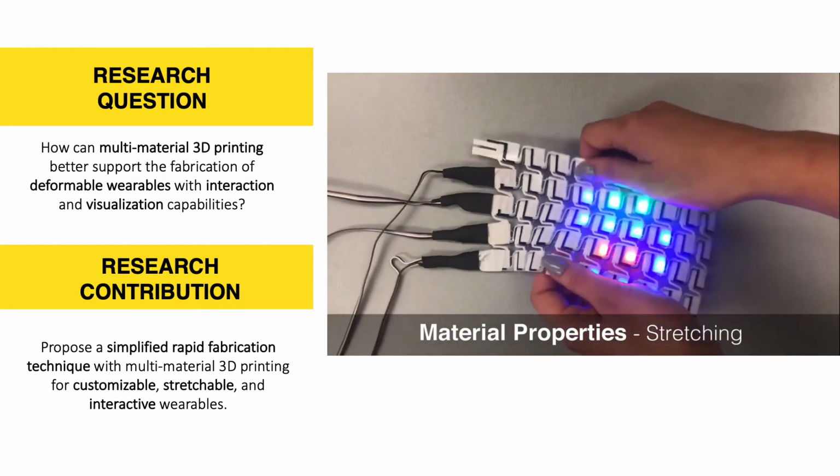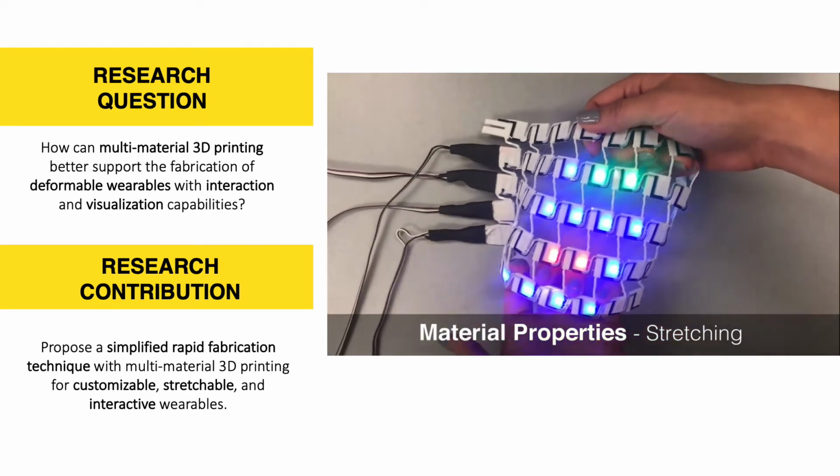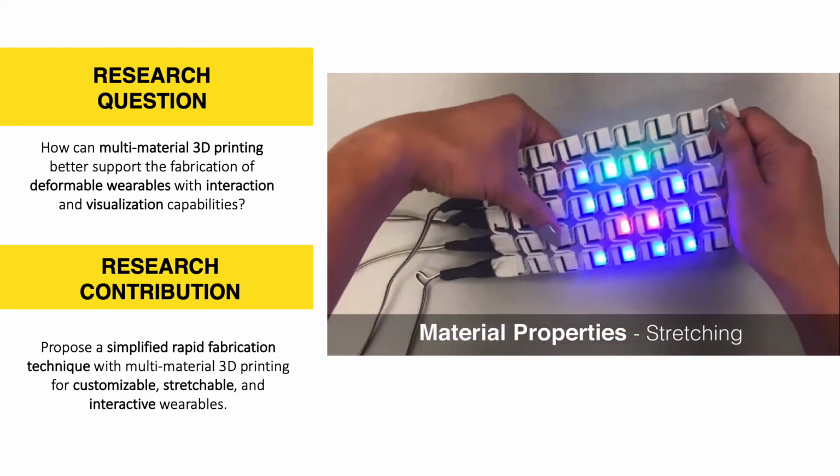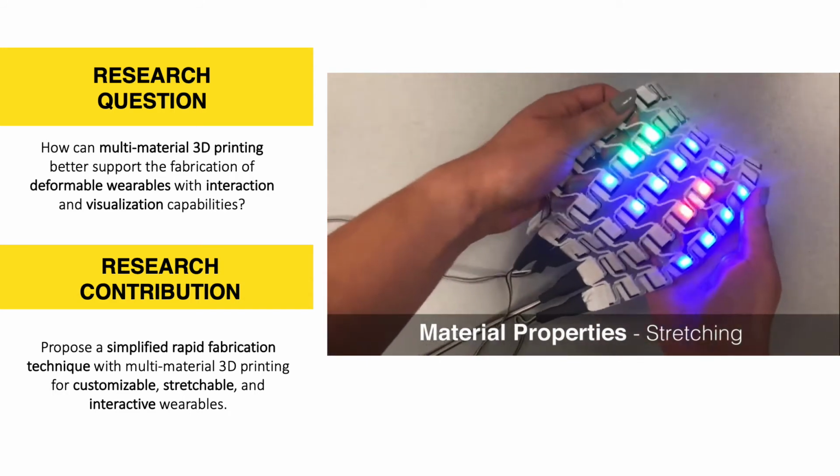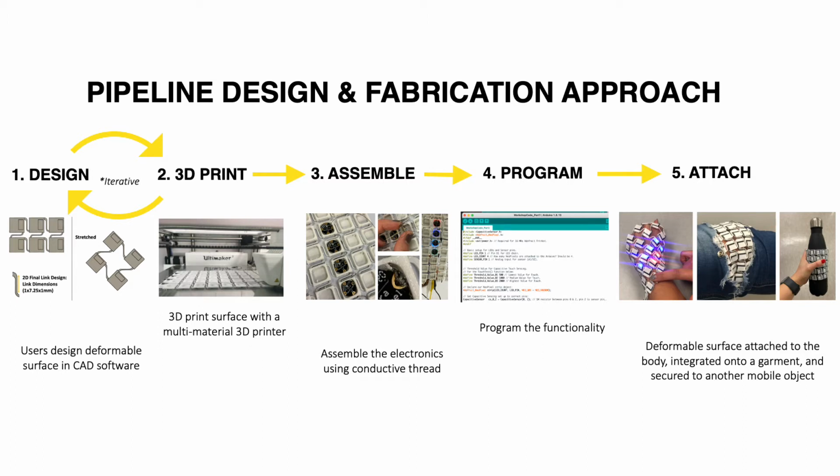Our main contribution is our simplified rapid fabrication approach that utilizes multi-material 3D printing for customizable, stretchable, and interactive wearables. Our main contribution is our fabrication approach and our pipeline, which consists of 5 steps, which I will go into more detail during this talk. But as an overview, the first step is to design the surface using CAD software, such as Fusion 360. The second step is to 3D print the surface using a multi-material 3D printer, such as the Ultimaker 3. Steps 1 and 2 are iterative, so if a user is not happy with the 3D print, they can go back to the 3D model and adjust the design as required.